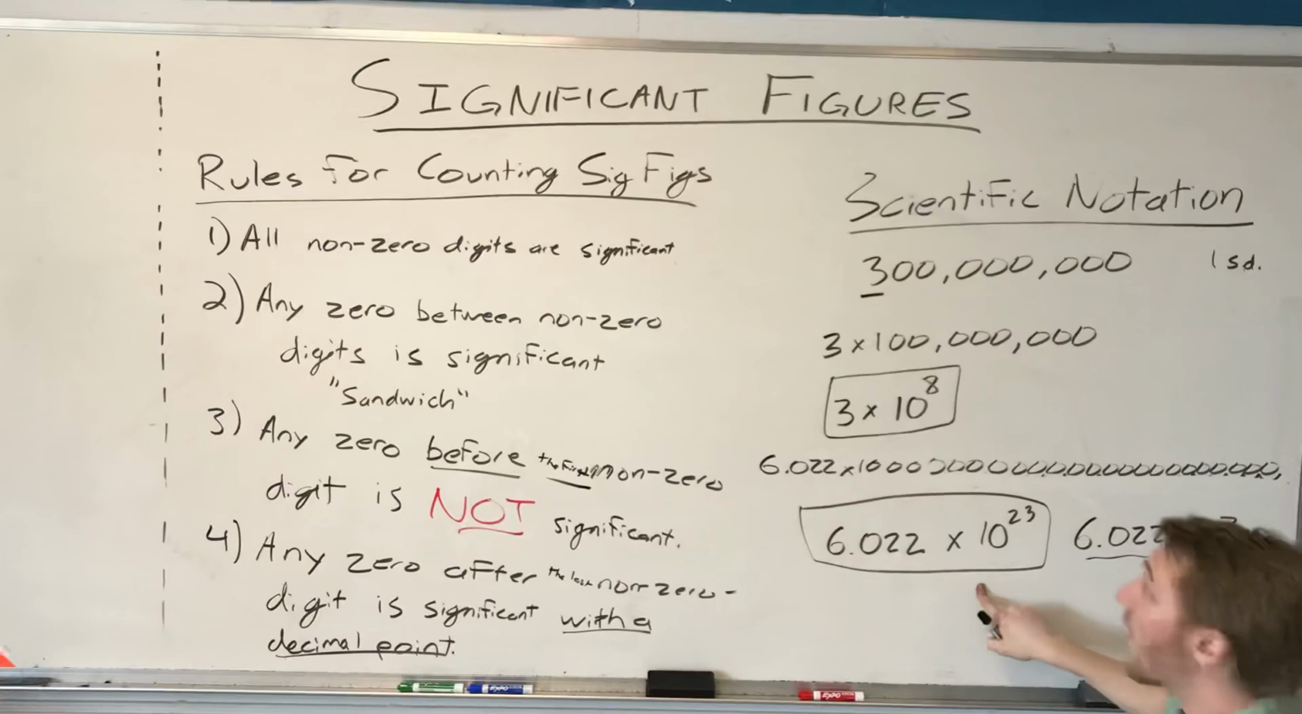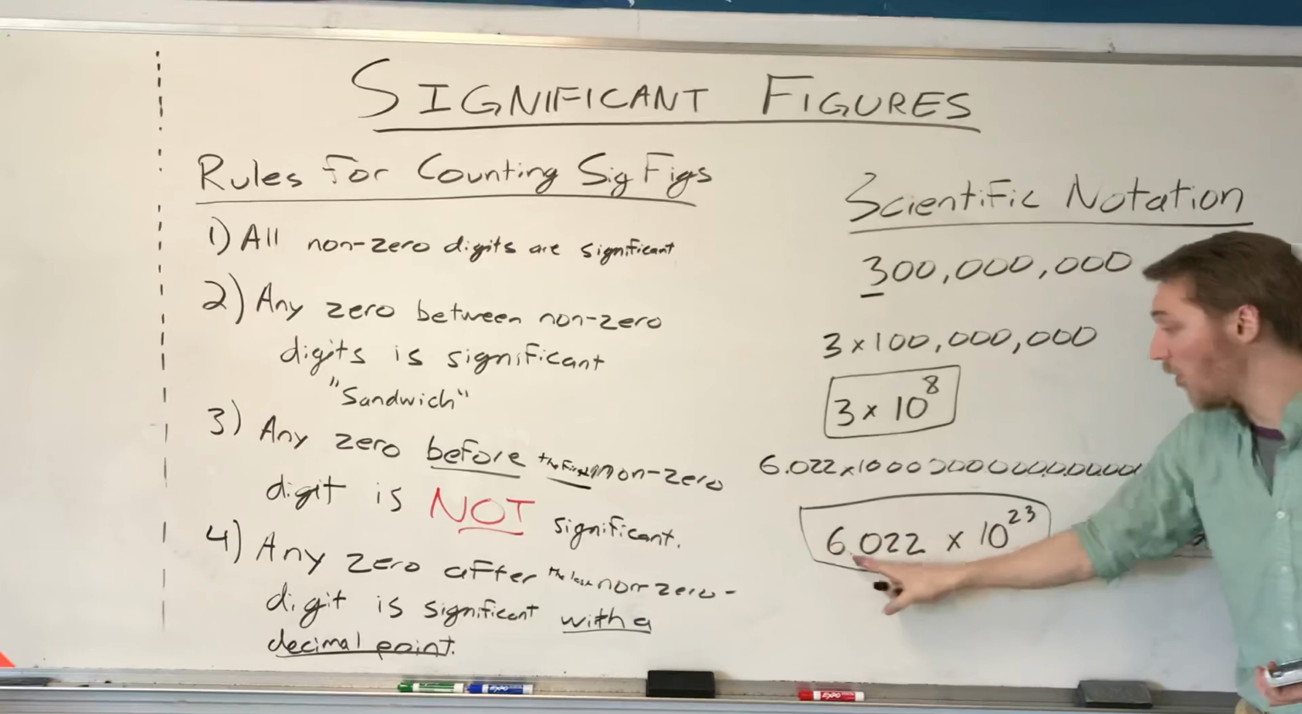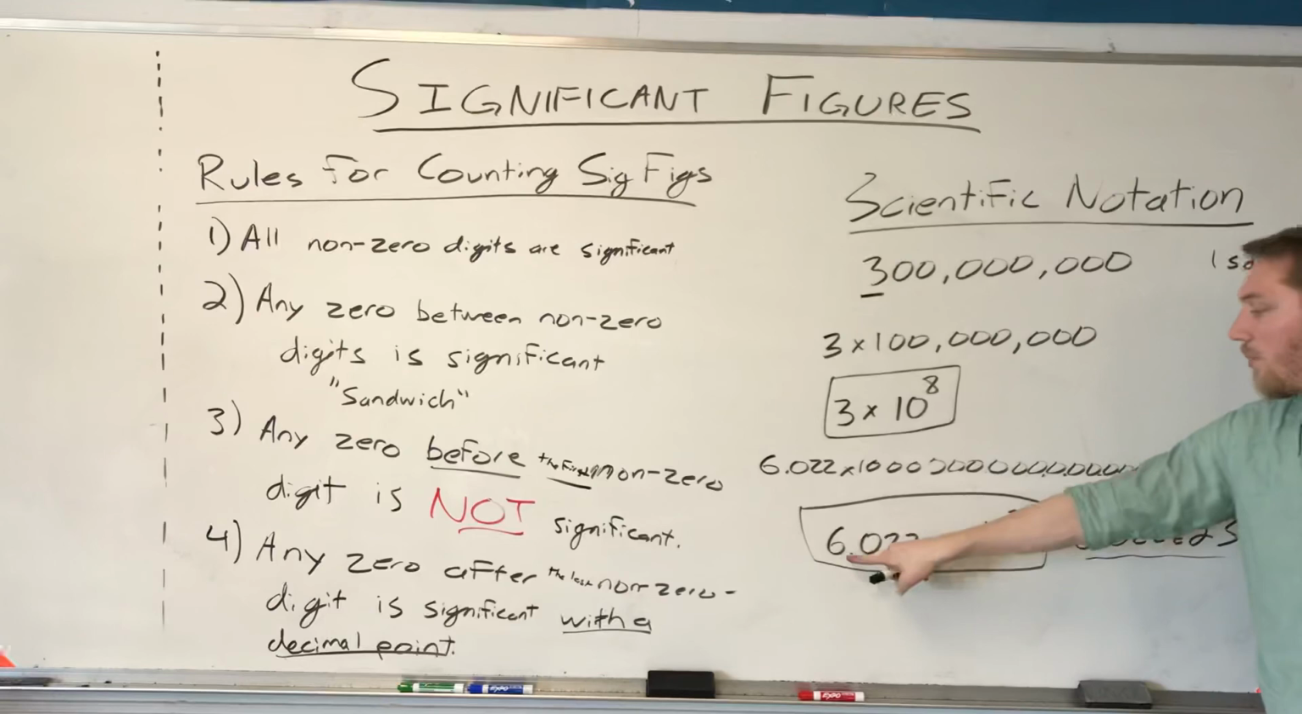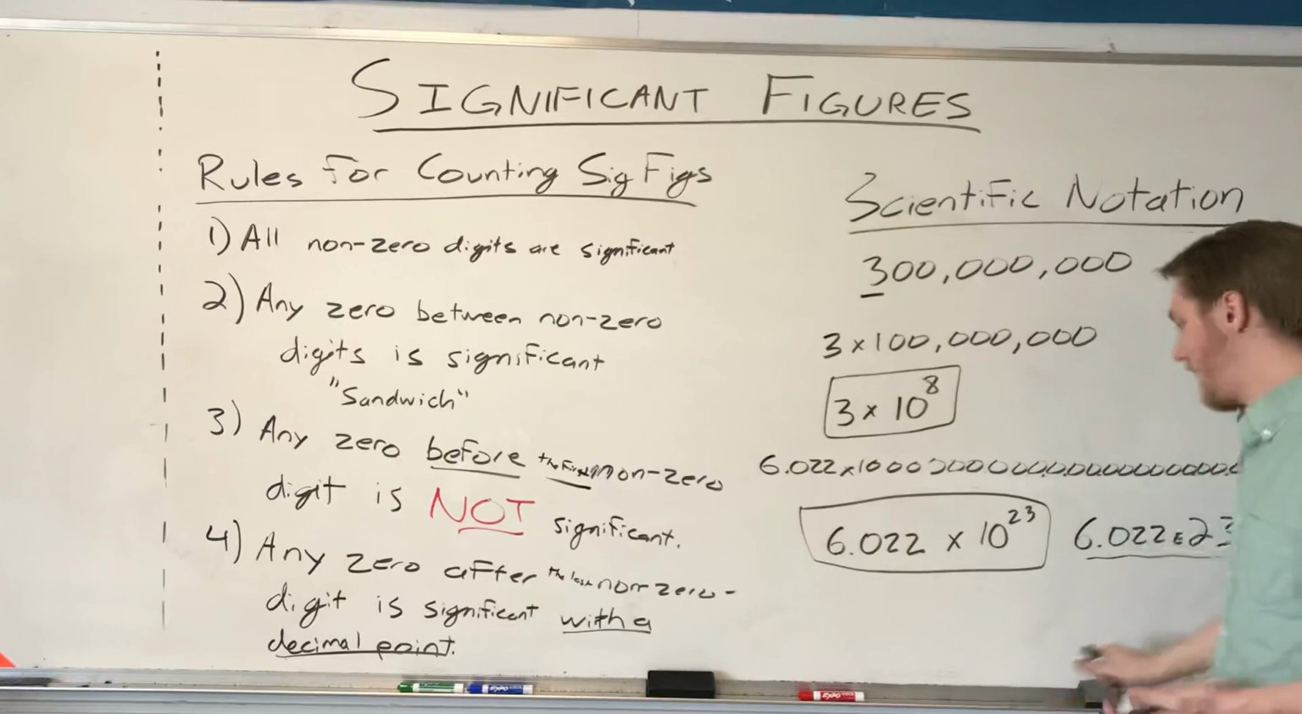So that's how we use scientific notation to show the significant digits. It's important to remember that the number that you multiply by some power of 10 needs to be a single digit, and then anything else is a decimal. So in this number, we put the 6 in the first slot, the ones slot, and everything else was a decimal after that. Let me show you two more examples of scientific notation and how they relate to significant digits.